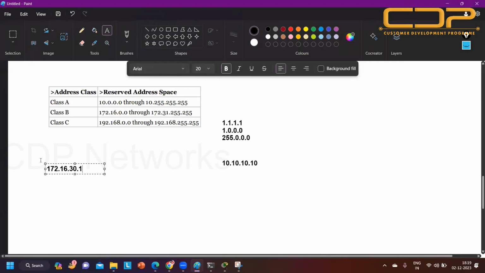172.16.30.1. Is this IP address private or public? Private. No. The private range starts from, yes, this is private. Okay, let me correct it.